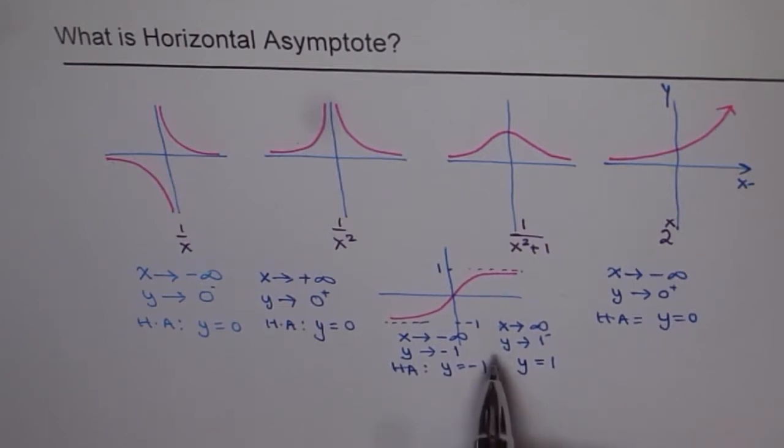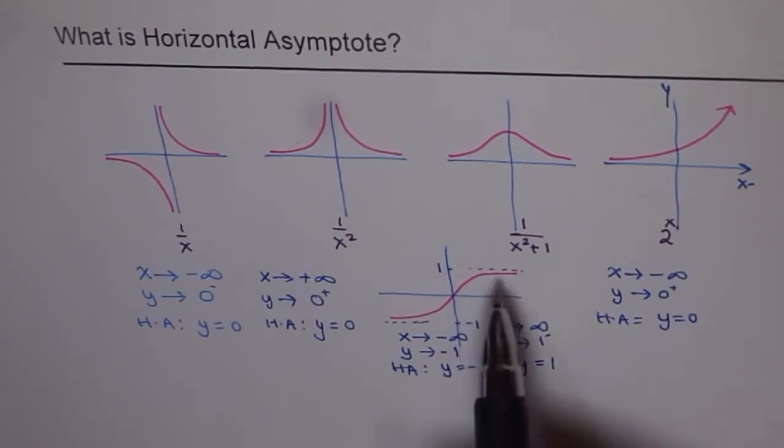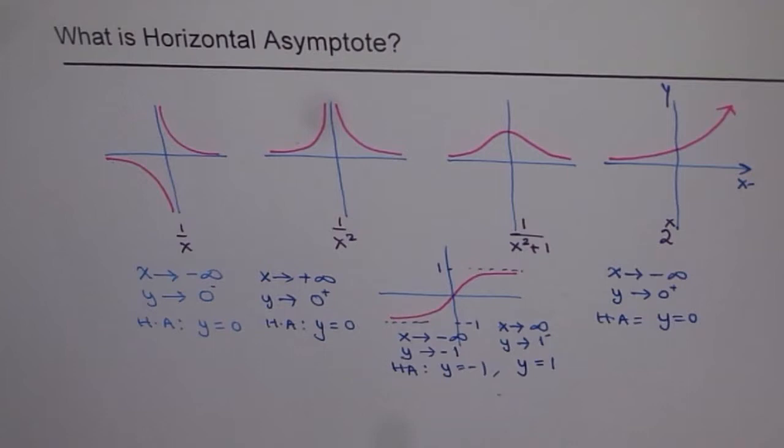If y is approaching a particular value, then it has a horizontal asymptote, otherwise not. So in these situations, wherever we see that as x approaches positive infinity or negative infinity, y approaches a fixed value, we say a horizontal asymptote exists. And the equation of the horizontal asymptote is always y equals the value being approached.